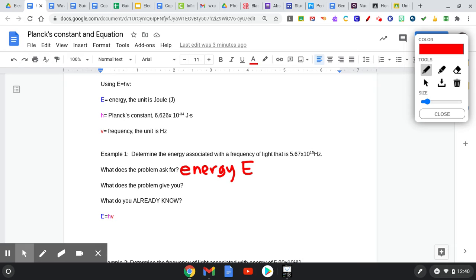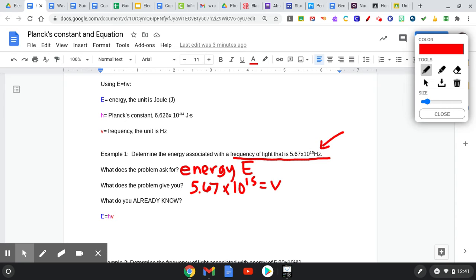It says a frequency of light that is, okay, so it's telling you this is the frequency, 5.67 times 10 to the 15th hertz. The other thing that tells you this is frequency is the unit. We know that the unit Hz means hertz. So we know that 5.67 times 10 to the 15th, that is our V value. That is our frequency.